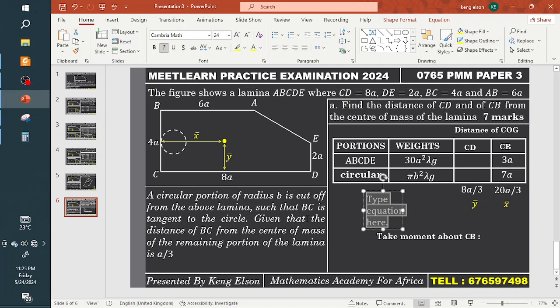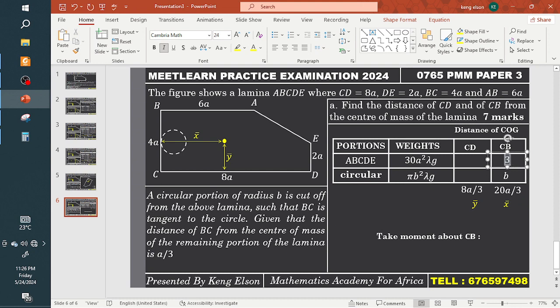So distance from BC. BC is vertical, so we need a horizontal distance, right? Given the distance of BC from the center of mass of the remaining portion, we now need to show this. So let's find the distance of the center of mass of this circular part from BC. Since BC is a tangent, it's just going to be the radius, and the radius is b. We are concerned with the distance from BC.